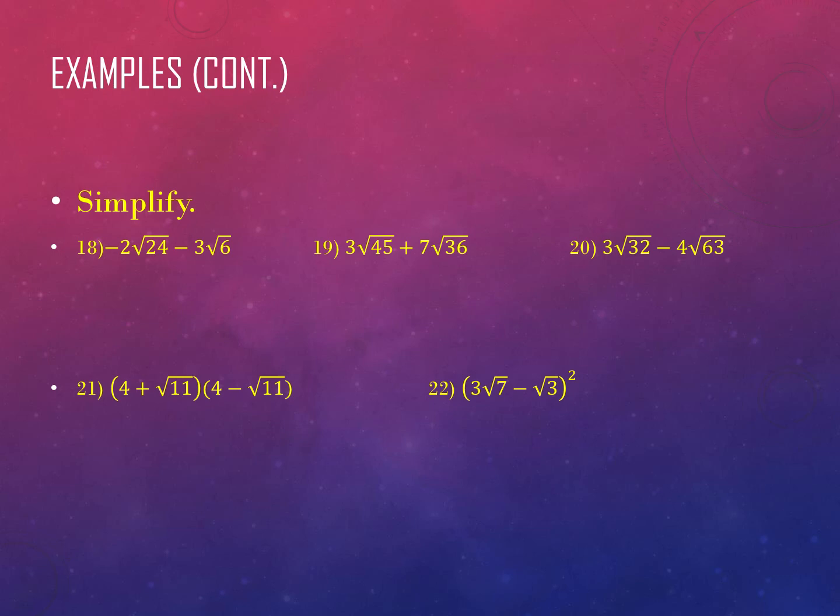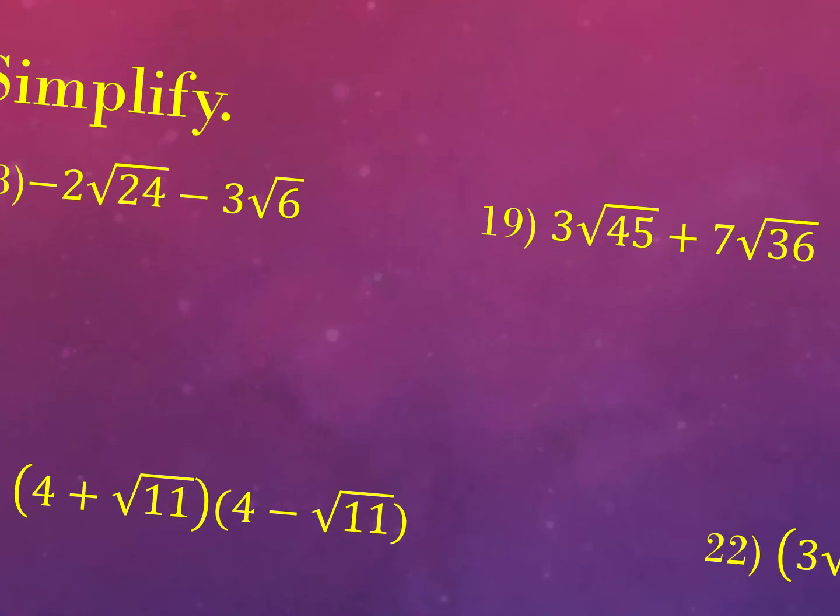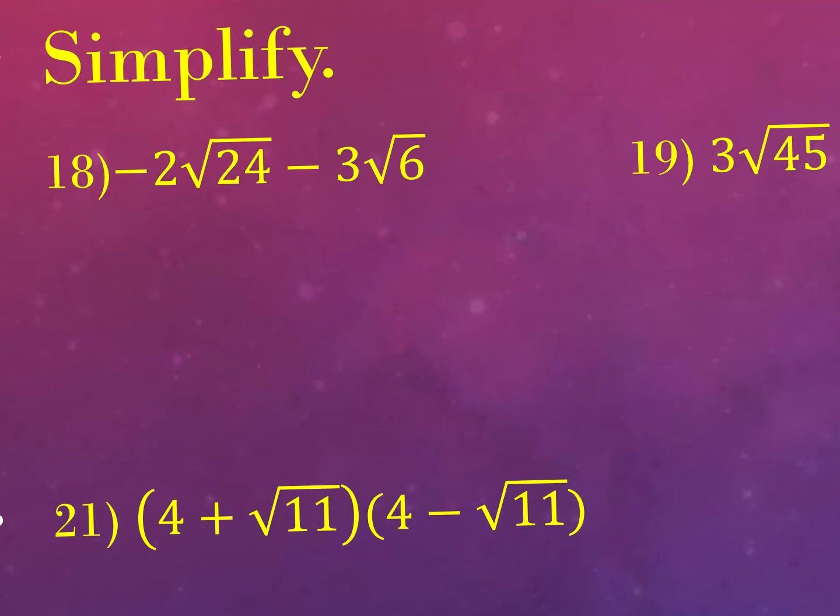All right, number 18 says to simplify, you're back to this is a difference. Remember, with a sum or a difference, the square root and what's underneath it has to be the same. So as they are right now, I can't combine these two. What I can do is simplify the individual square roots and then see if I'm able to combine them.